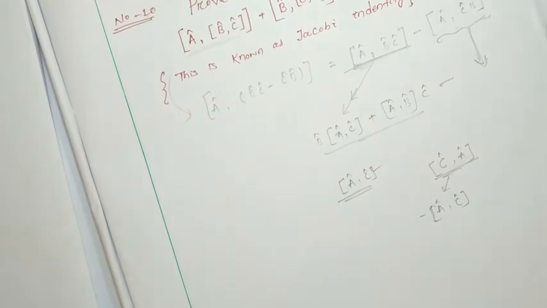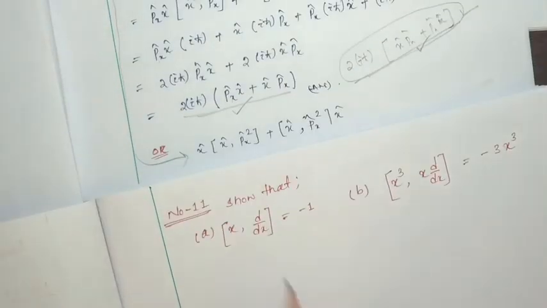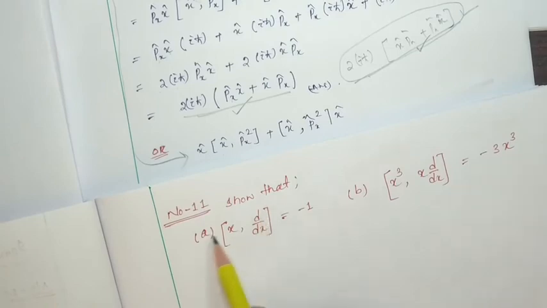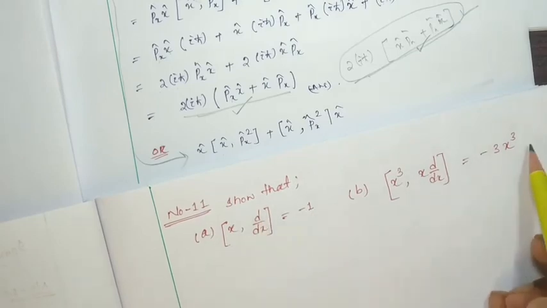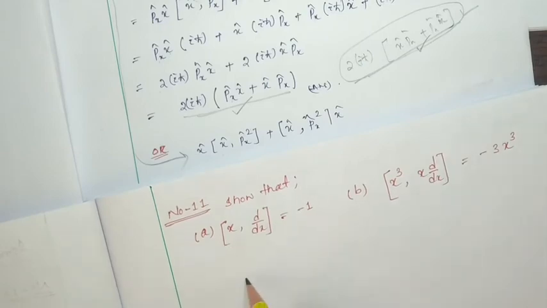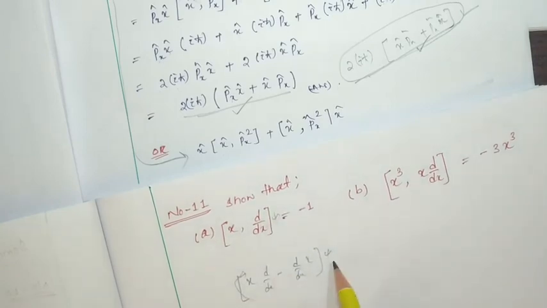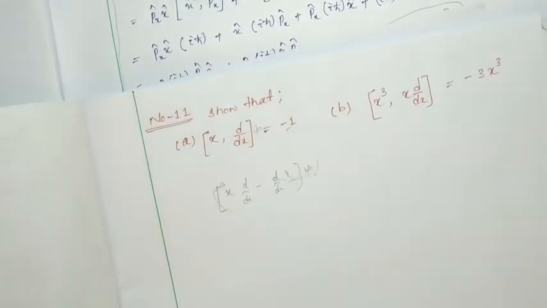Okay, so the next question is this: the commutator of x and d/dx is equal to minus 1, and this one will be equal to 3x squared. Simple hint: x d/dx minus d/dx of x acting on psi. So this psi can be written like this: x d/dx of psi, minus d/dx of x times psi. Here you can apply the product formula and at last you are going to get the answer. So this can also be done.